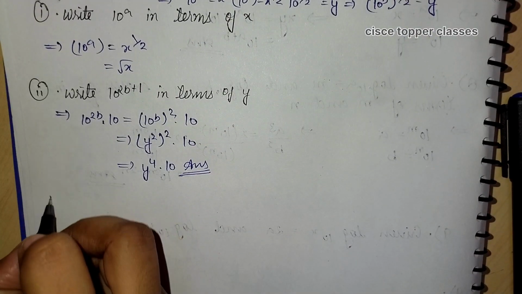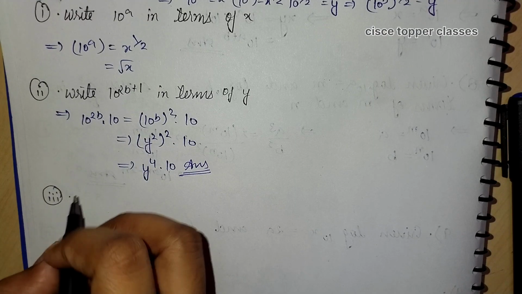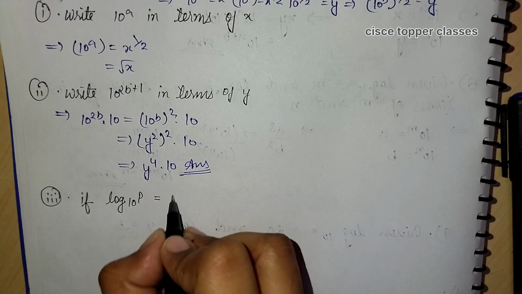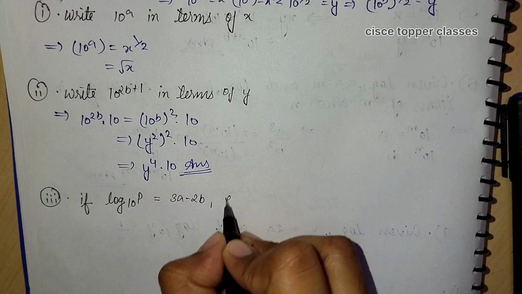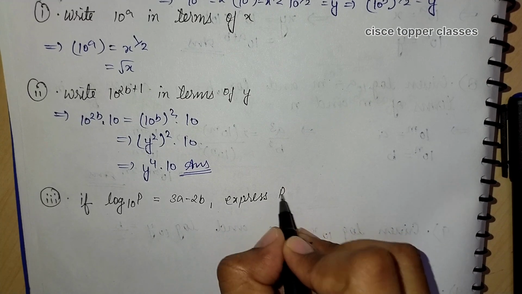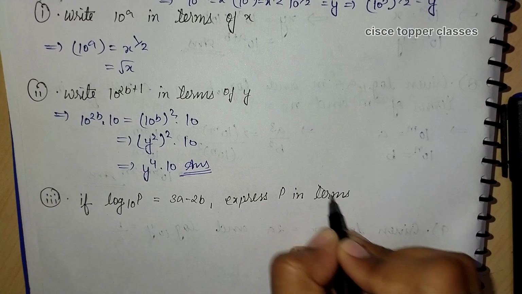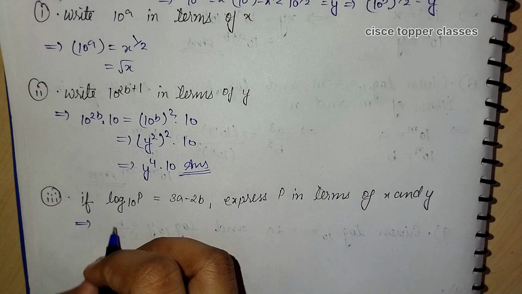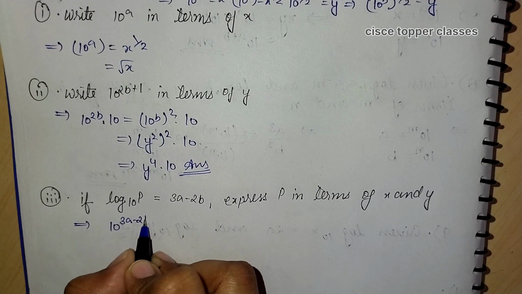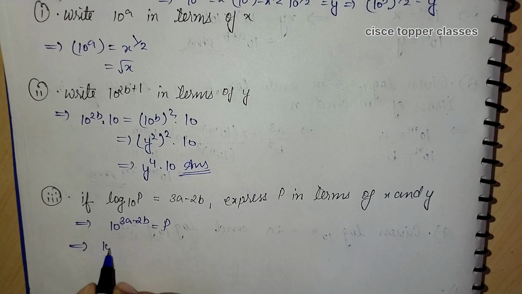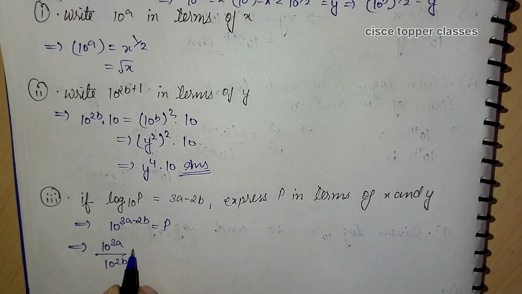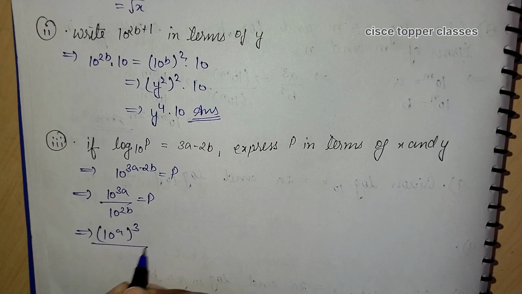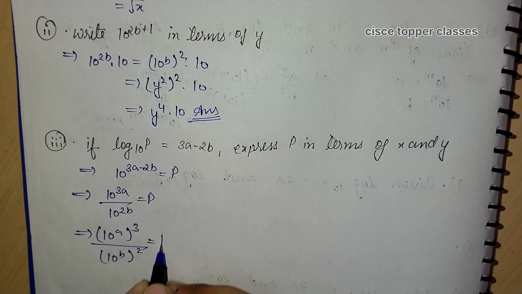Now the third part says that if log of p with base 10 is equal to 3a minus 2b, then express p in terms of x and y. So this we have to express in the terms of x and y. So it will be 10 की power 3a minus 2b equal to p. So we can write simply as 10 की power 3a by 10 की power 2b equal to p. So 10 की power a का whole cube, 10 की power b का whole square equal to p.